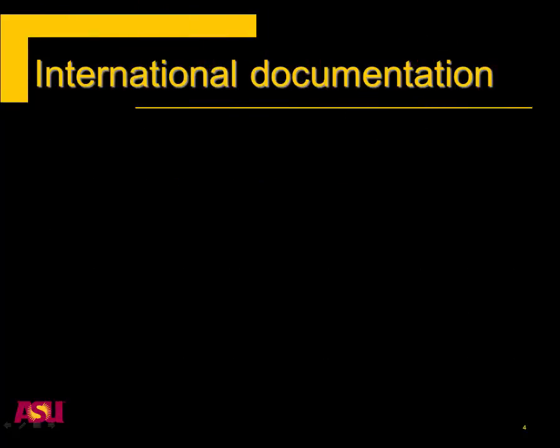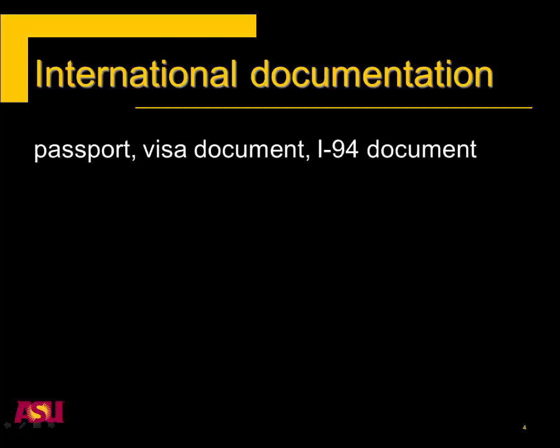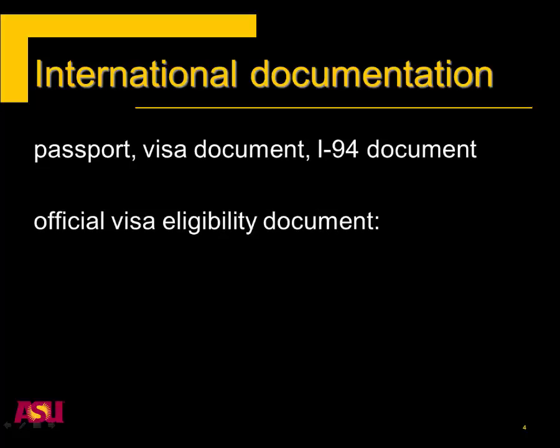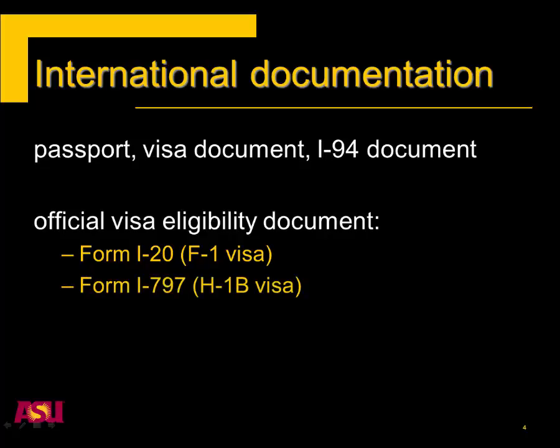All international employees residing in the US on a visa will need to provide their passport, visa document, and I-94 document. In addition, a specific and official form accompanies most visa types and grants proof of eligibility for that visa type. For example, the Form I-20 is proof of eligibility for F1 visa status, the Form I-797 is proof of eligibility for H-1B visa status, and Form DS-2019 is proof of eligibility for J-1 visa status.